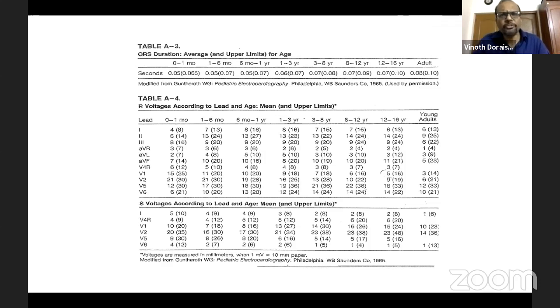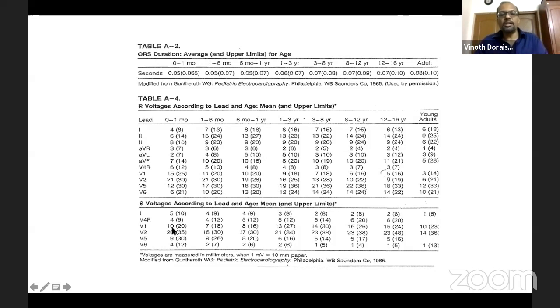So as I told you before, according to the age group, the height and the weight of the child will vary. Similarly, the R wave voltages and the S wave voltages in the different leads will also vary. So here is a table taken from a standard textbook. For example, from 0 to 1 month up to 12 to 16 years in young adults, it gives the mean value and the upper limit of normal, both for the R waves and the S waves.